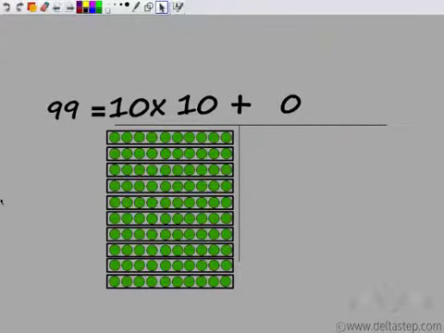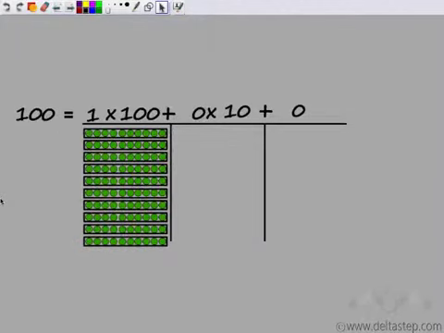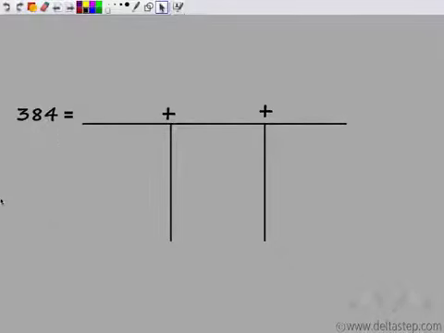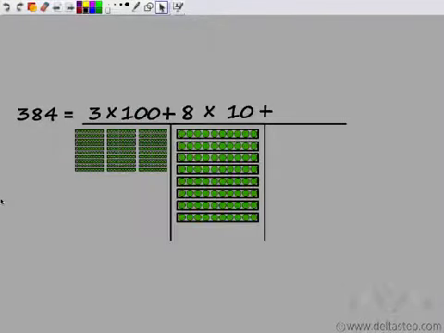Now even the tens can have only 9 numbers here, so I cannot have 10 here. So I again move this to another column, and I call that column 100. So this becomes 100: 0 tens, 0 ones. So this denotes 100. So for 384, I would need 3 hundreds, 8 tens and 4 ones.